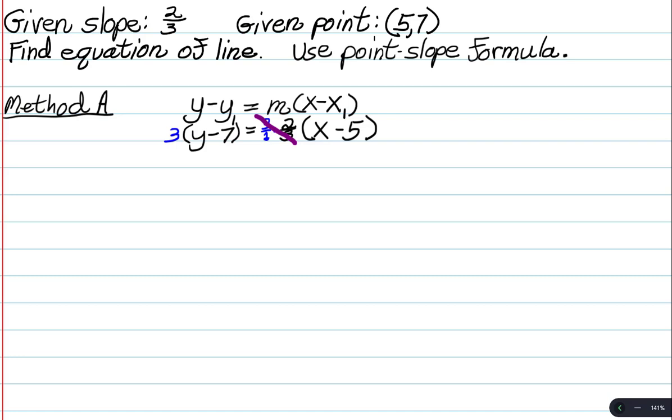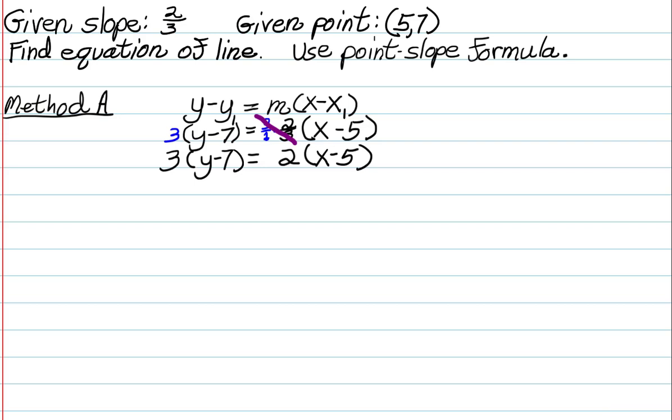Now, back to normal. What would I normally do? Well, normally I would distribute the 3 and distribute the 2, but I'm going to write it that way first on both sides of the equation. 3 parentheses y minus 7 equals 2, because 2 over 1 is 2, times x minus 5. This now is going to be quite easy up until the end.